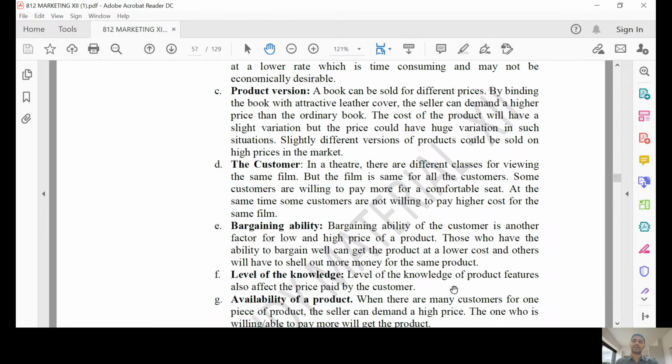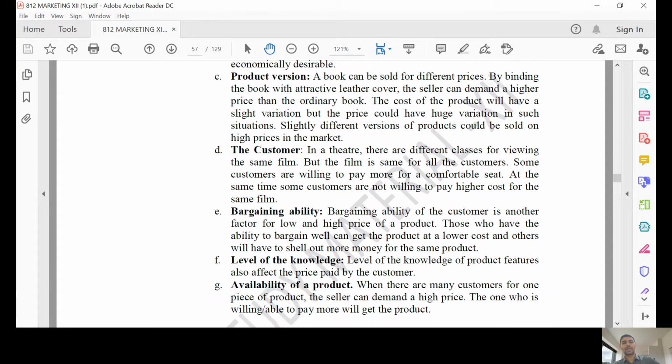Next one is customer. According to the customer also, the price will vary. Suppose you are watching a cricket match, if you are sitting in the VIP seat, price will be more. If you are sitting in the last row, the price will be less. The cricket match is same for all, but for different seat, different price. That is differential price based on customer. If you are watching a movie in the balcony, price is less. If you are sitting in some other space, the price may be more.